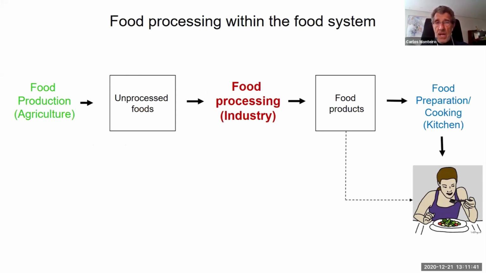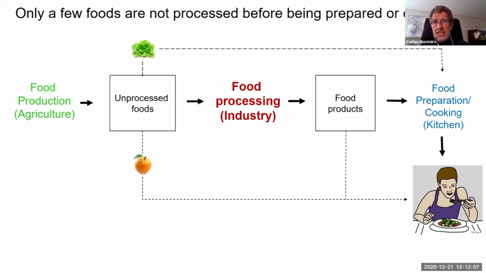So where does food processing lie in the food system? Food processing lies between agriculture and the kitchen, or between agriculture and the consumer, in the case that food products are ready to consume. So every food is produced by agriculture. What industry does is to modify foods into food products. And these food products, as I said, can go to the kitchen to prepare foods, or they can be eaten by consumers.